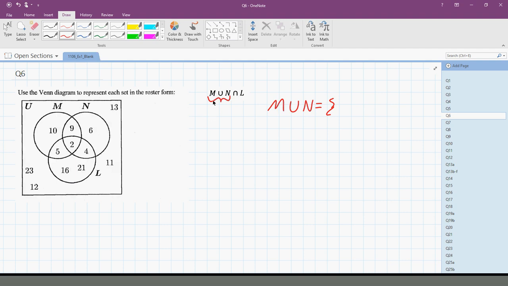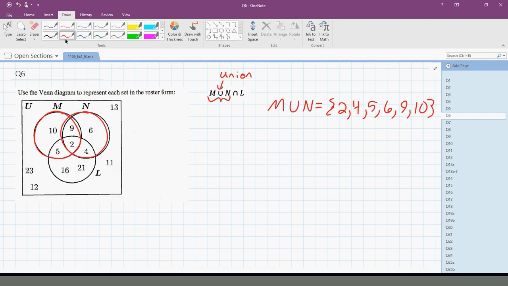M and N, that's right. This little symbol right there means union, which means combination, so it's everything. It means give me everybody. So everybody in this circle and in this circle: 10, 5, 9, 2, 6, 4. Perfect. Again, I just list them in order, that's just me. So 2, 4, 5, 6, 9 and 10. Perfect.